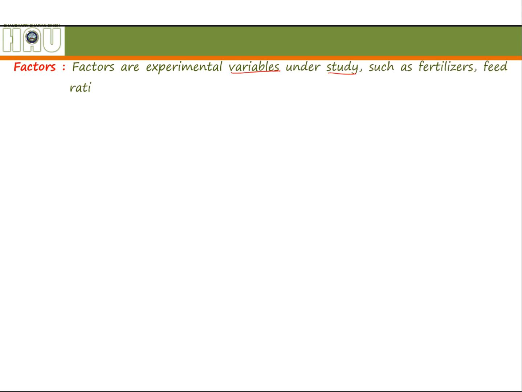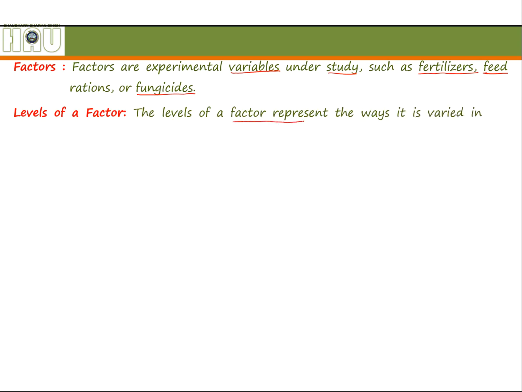Right? Then another term is factors. So factors are experimental variables under study. These factors may be fertilizers, feed rations, or fungicides. So the levels of a factor represent the way it is varied in the experiment.